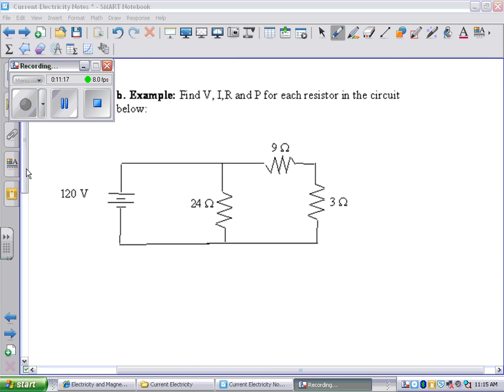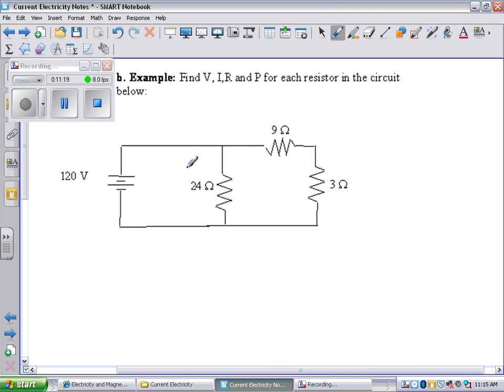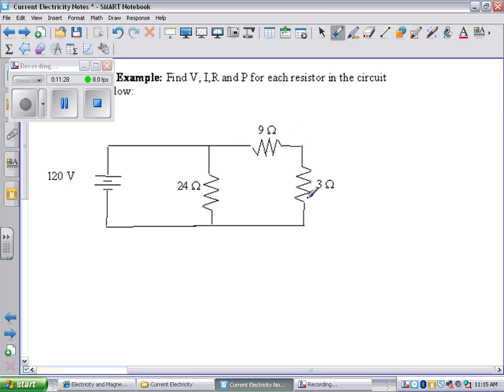Okay, we have one more example. So this is another complex circuit because I have a parallel element to it and a series element to it. In this case, these two are in series with one another, and then they're both in parallel with this one. So I'm going to take care of the series part first.